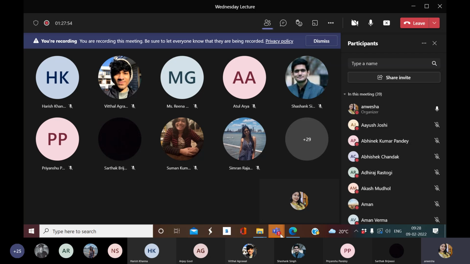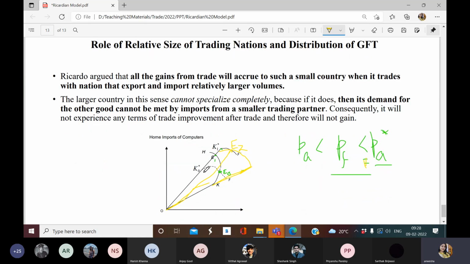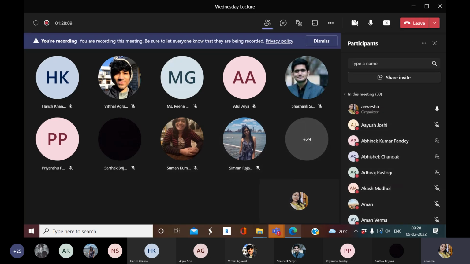So is it clear what is the difference between the first case, when we discussed that only one country is large? Now you change the assumption and assume that both countries are large. In that case, both countries are gaining. Okay. And you will also see a similar type of conclusion in the Heckscher-Ohlin model.